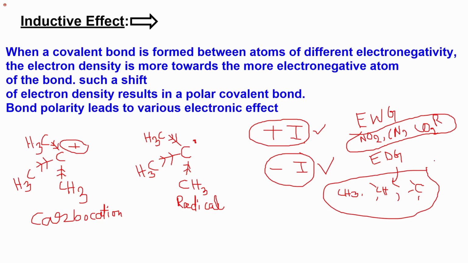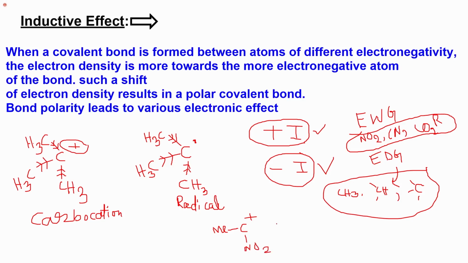Now if you see the electron donating group, this is the methyl group. Suppose a carbocation CH3 plus is there, and one methyl group. So in the case of one methyl group and, suppose, any electron withdrawing group like NO2.